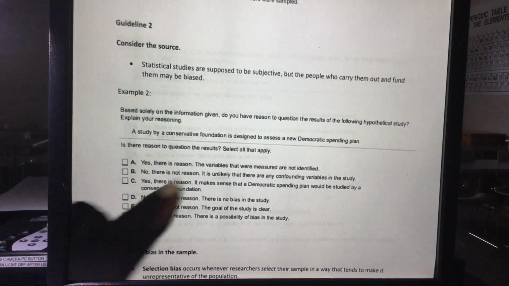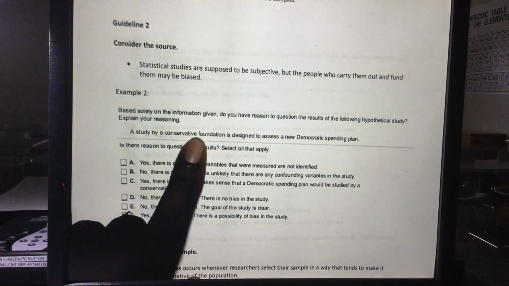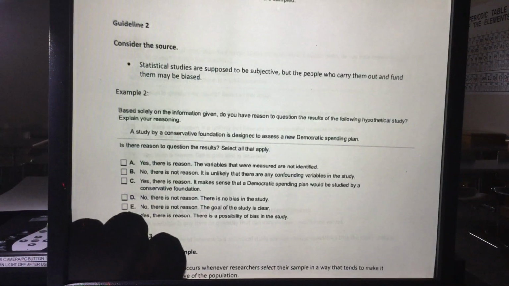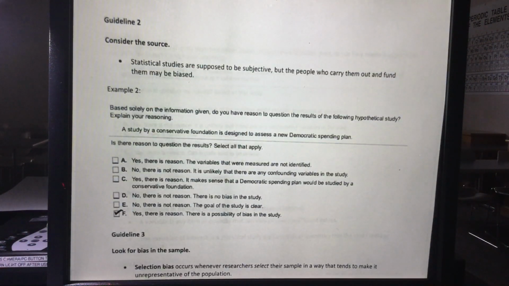Well, in this case here, we have a conservative foundation that might be a funded organization that might fund that particular study, and they're only assessing a new democratic spending plan. So there might be bias here. So here we have to choose answer F, that there is a reason and a possibility of bias in the study. Okay. So that was guideline number 2.